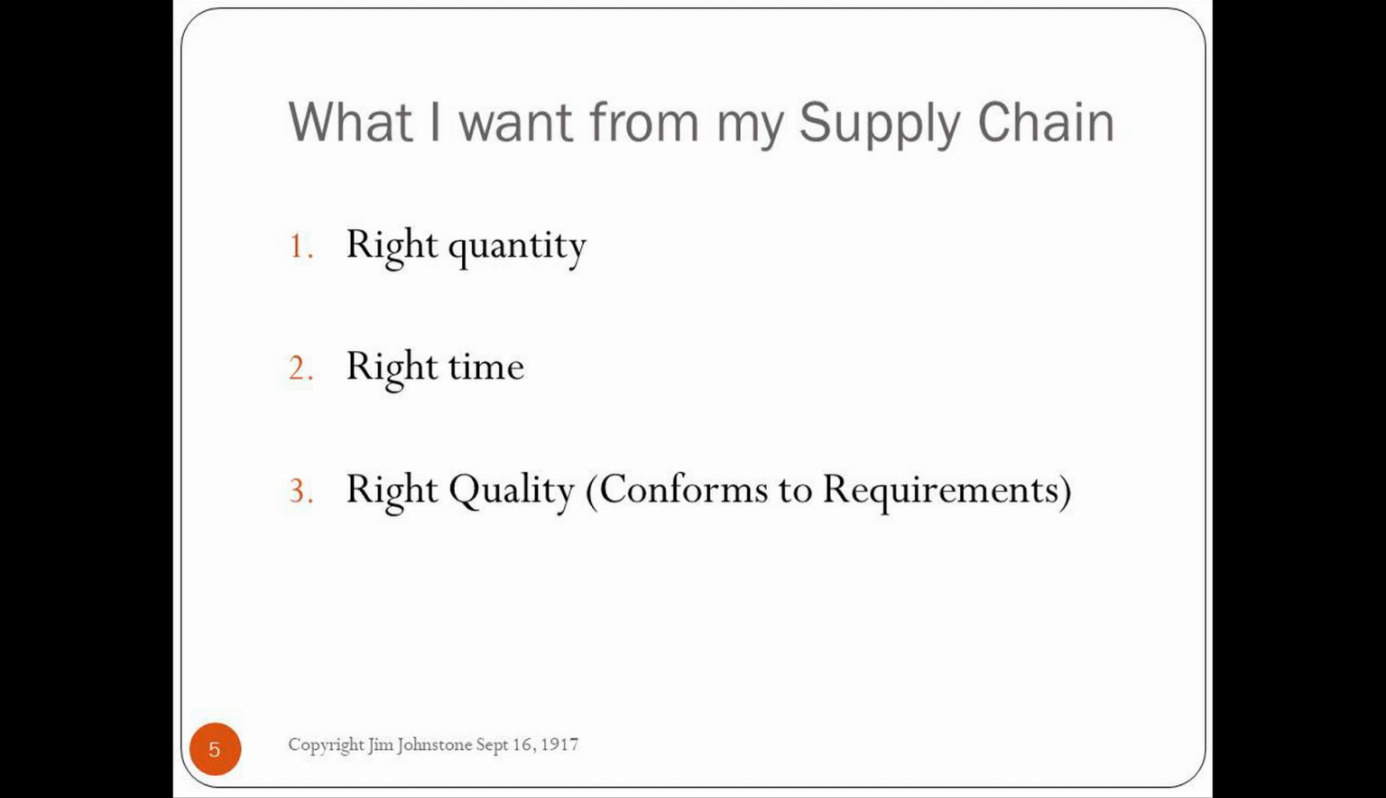So what are the things that you want from your supply chain? You want to get the right part in the right quantity at the right time, and you want it to conform to your requirements. Requirements include both written and implied requirements, and that regards form, fit, function, packaging, labeling, reliability, any data that you might require, and cost.